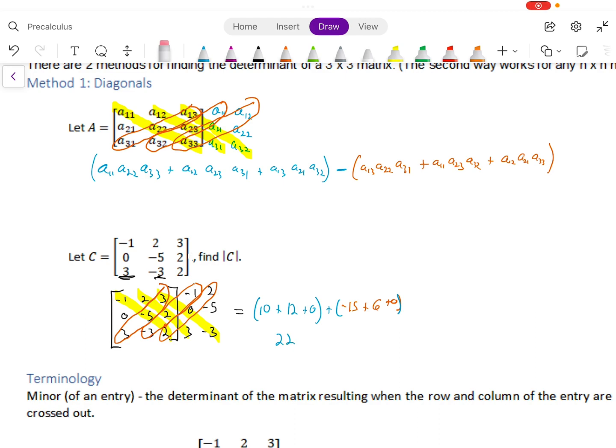I apologize, I messed up here. This sign here in the middle is subtraction. I don't know why I put an addition there. This is subtraction: minus negative 15 and 6 is negative 9. And so we get 31. And that's how you can do a 3 by 3 using diagonals. That method only works for 3 by 3s.